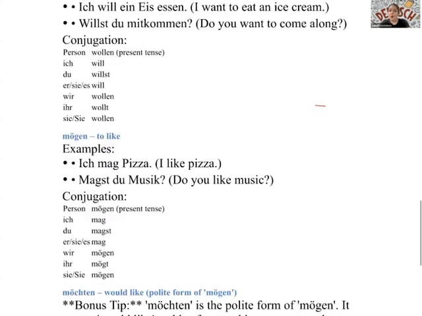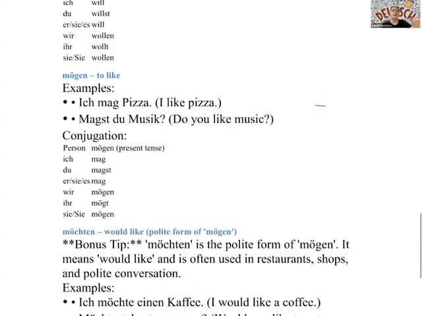Super. Okay, the last verb for Modalverben is mögen. Mögen simply means to like. You're telling your liking, or you're asking somebody their liking. In that case, you use mögen. Mögen would be ich mag Pizza. I like pizza. Magst du Musik? Do you like music?